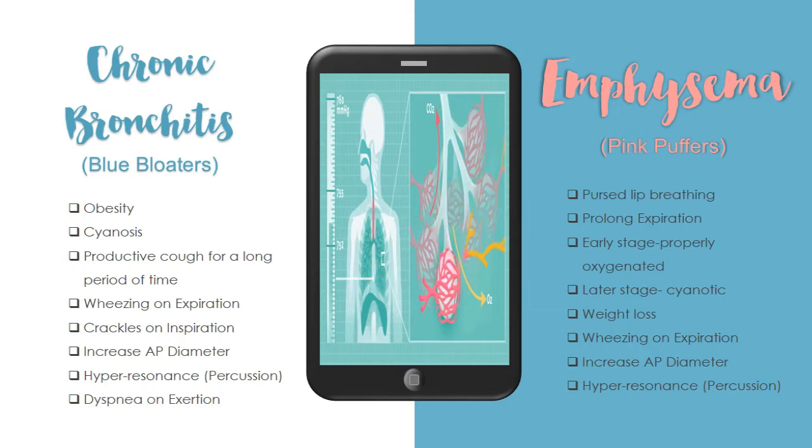Chronic bronchitis patients are also called blue bloaters because they are commonly found in patients who are obese. Another is cyanosis. This is because of low oxygen entering the alveoli. There is poor gas exchange. Another is a productive cough for a long period of time, wheezing on expiration, crackles on inspiration, an increase in AP diameter, hyperresonance during percussion, and dyspnea on exertion.